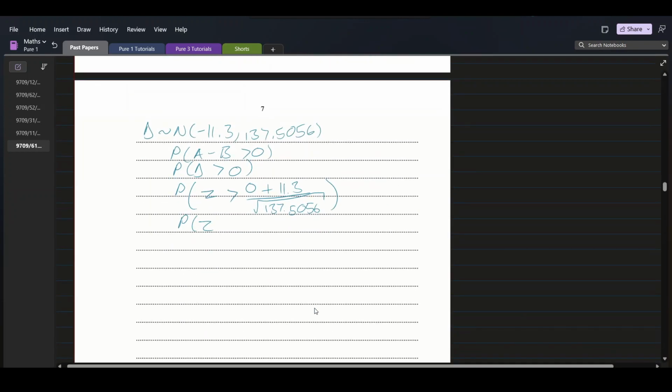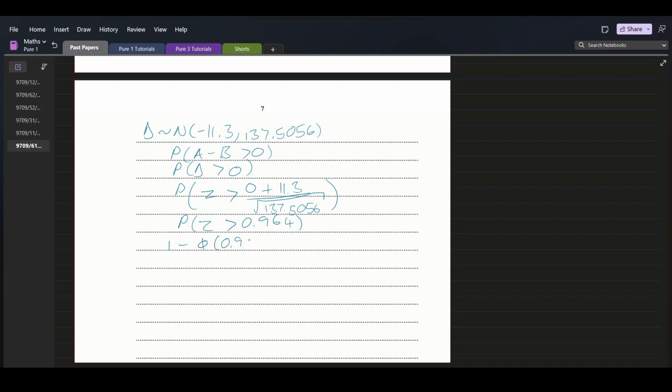Let's punch this into the calculator. That's 11.3 over the square root of 137.5056, and that gives us 0.964. So this is 1 minus Φ of 0.964. Let's read off the value from our normal distribution tables, and that is 0.8325. And if we punch this into the calculator, 1 minus 0.8325, we get 0.168, correct to 3 significant figures, and this is our final answer.